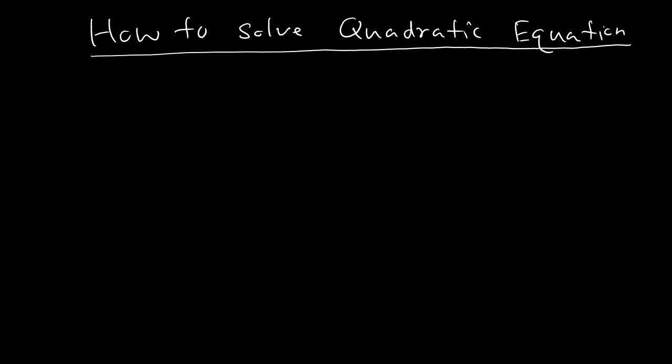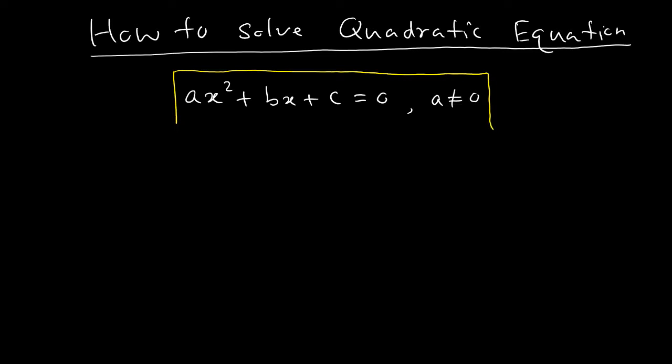If we have an equation like this, what we call ax squared plus bx plus c equals 0, where we assume that a is not equal to 0, then this is called a quadratic equation. This is the form of a quadratic equation. The degree is 2, so you get a degree 2 polynomial that equals 0. There are two major methods to solve such an equation.